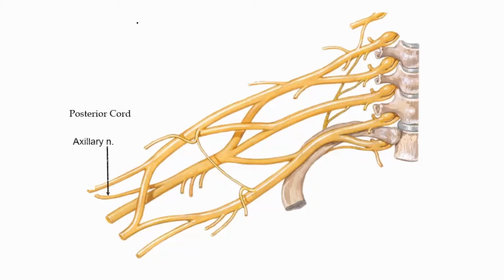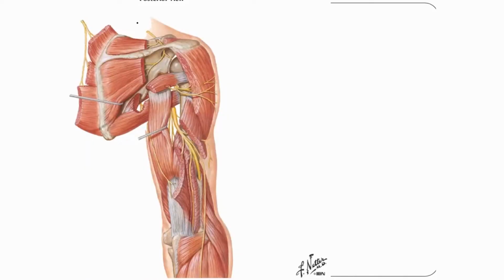So off of the posterior chord, we have the axillary nerve. We know that the axillary nerve has spinal segments C5 and 6 in it because we know the axillary is going to the shoulder region. If we look at where the axillary nerve is, it is coming again from C5 and 6 and going through a space called the quadrangular space, and you can see that small space right here.